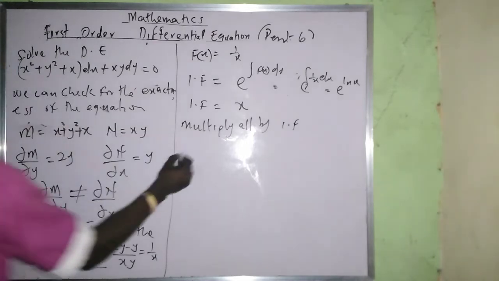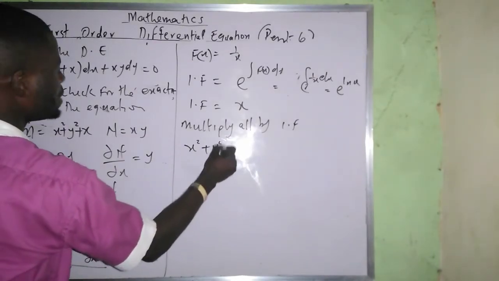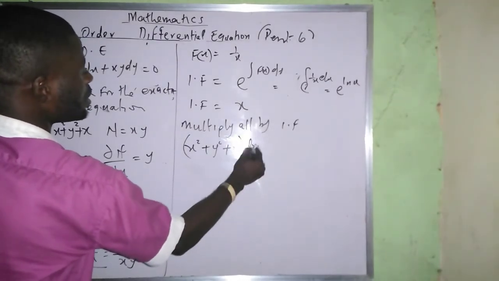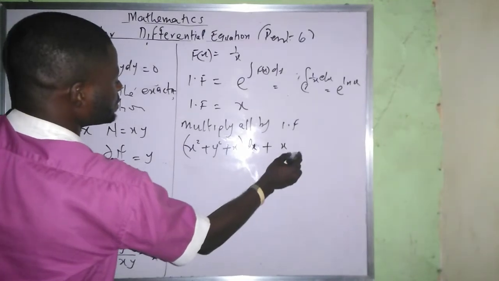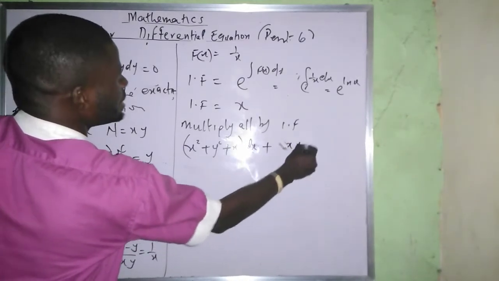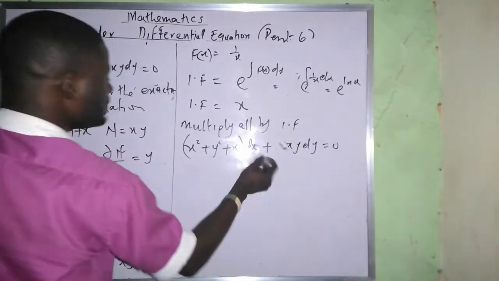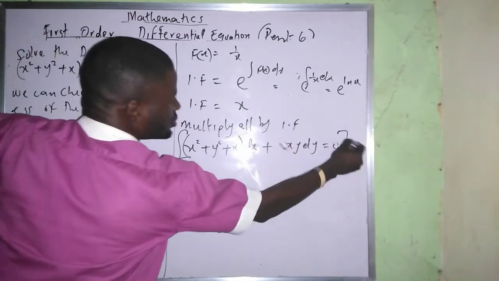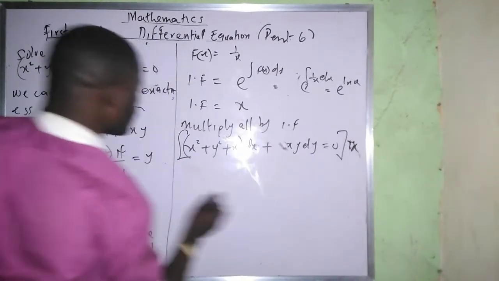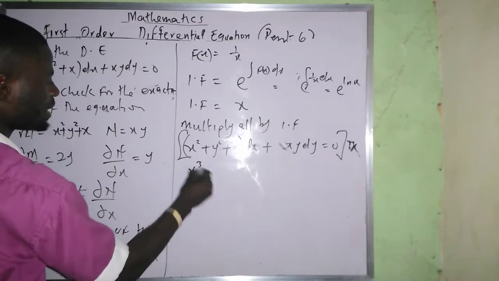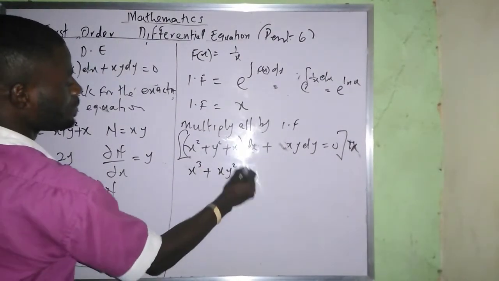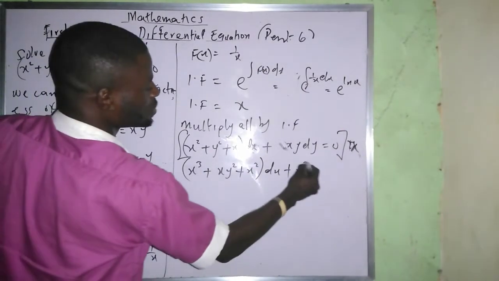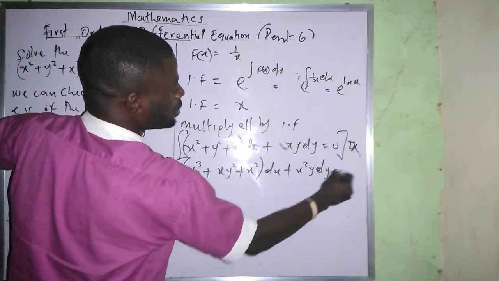This equation now: (x squared plus y squared plus x) dx plus xy dy equals 0. It means I'm multiplying all by the integrating factor, which is going to be my x. Once I have that, I'll have (x cubed plus xy squared plus x squared) dx plus x squared y dy equals 0.